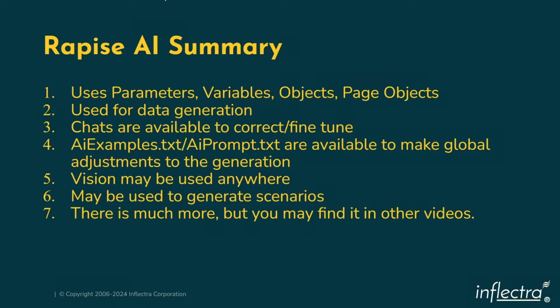So you may provide positive and negative examples, as well as you may provide additional prompt that is added to each generation prompt. It may use vision whenever needed to add more grounding to the generation or to provide input data for generation. It may be used to generate testing scenarios based on different input data such as images or just text. And there are much more that didn't fit into this video, but you may find it in help topics or in other videos.